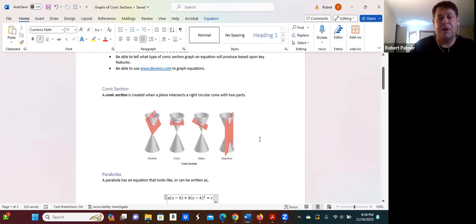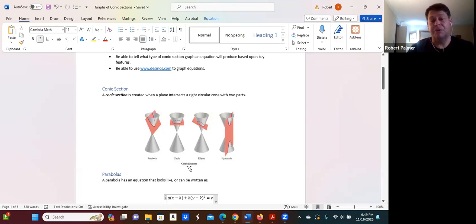So the conic sections are created. If you take two circular cones and put them point to point like this, then if you take a plane, so imagine a piece of paper, cutting down across it, depending on how you cut across it, you'll get four different types of what are called conic sections.